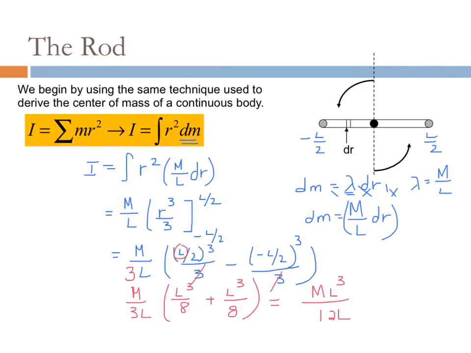L. And then our last thing is to cancel out one of our L's, so that we're left with ML squared over 12. So this will always be the moment of inertia of a long continuous rod of length L. Now again, this is a really important equation to remember and be able to derive. Again, this is the moment of inertia about the center of mass of a long continuous rod of length L.